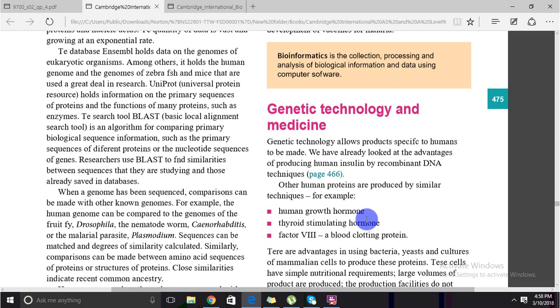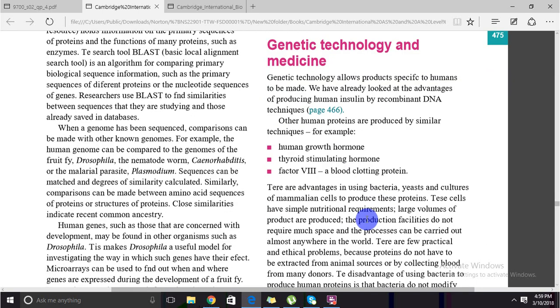And we've already looked at the advantages of producing human insulin by recombinant DNA. However, other proteins can also be produced by similar methods. For example, the human growth hormone, the thyroid stimulating hormone, and factor 8, which is basically a blood clotting factor. And so all of this can also be made by recombinant DNA technology.